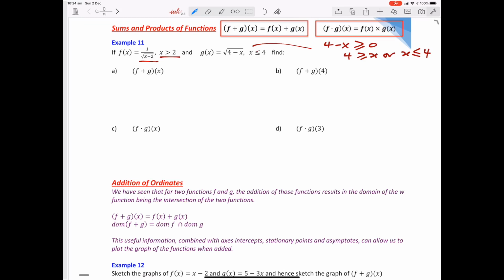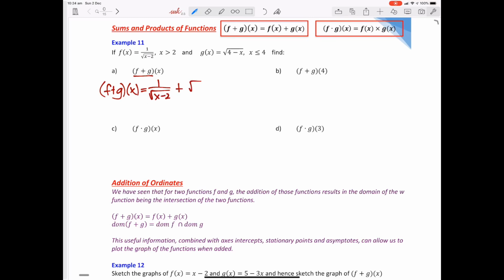So in this case, we're given our domains, and what we want to do is add the two functions together. Here, f plus g of x just means we want to add the two functions. So f plus g of x is 1 on root x minus 2 plus root 4 minus x.